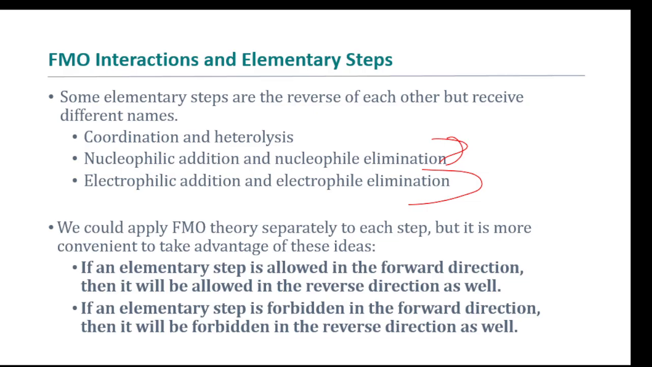If the elementary step is forbidden in the forward direction, then it will be forbidden in the reverse direction as well. And a kind of easy way to think about that is, if it's forbidden in the forward direction, that meant I had too many electrons that I was trying to fill in. If it's forbidden in the reverse direction, that's still going to be true, isn't it? We can't actually split those electrons that way because we have nowhere to put them, right?